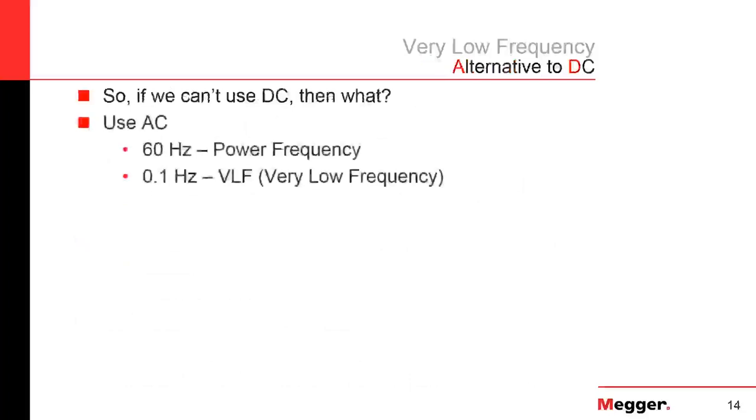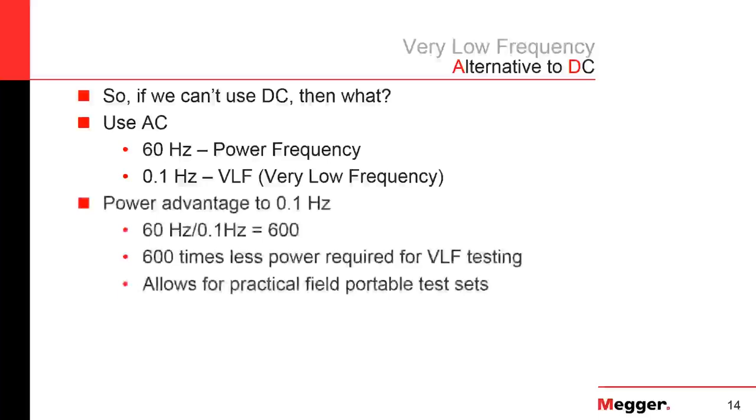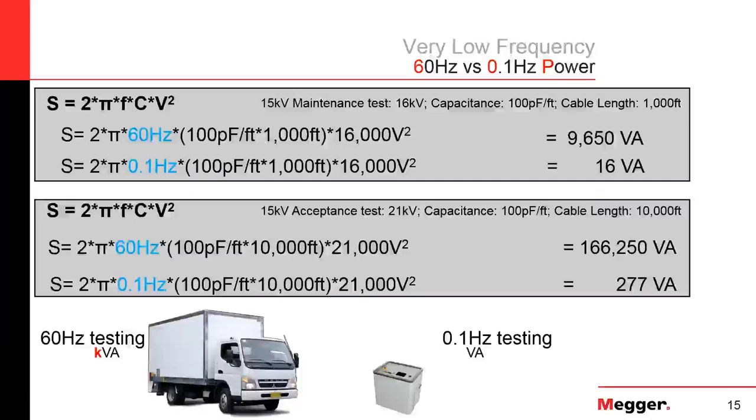So if we can't use DC testing, then what do we use? Well, obviously it's AC. We have a choice here. We can use 60 hertz power frequency, or we can use 0.1 hertz VLF. In an ideal world, I would choose 60 hertz power frequency. However, it turns out that VLF has a huge power advantage over power frequency. Actually, VLF requires 600 times less power to charge up the cable, and this allows for practical field portable test sets. So I have an example of calculations here.